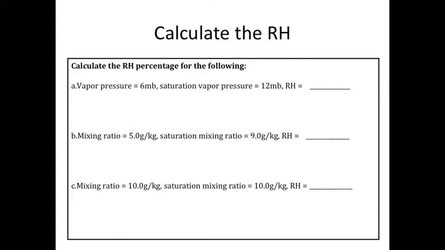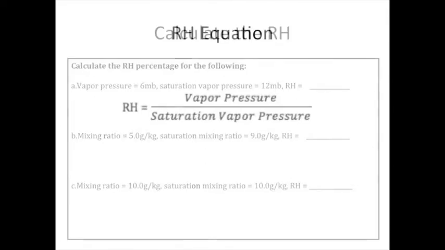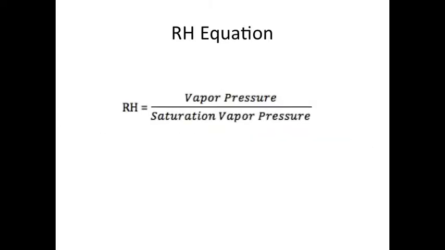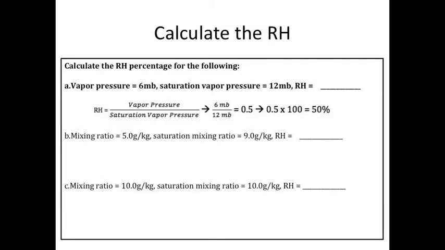Now let's mathematically calculate the relative humidity. For these three problems, calculate the relative humidity percentage for the following. Remember, the relative humidity equation is relative humidity equals vapor pressure over saturation vapor pressure. So the first problem asks, vapor pressure equals 6 millibars. Saturation vapor pressure equals 12 millibars.